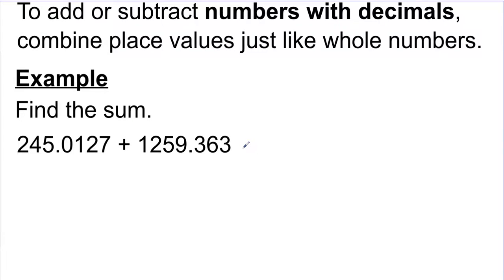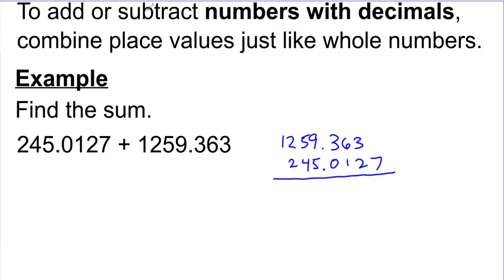So the easiest way to do this is to stack them and line up all of our place values. And remember, with addition, we can do them in either order. So it's easiest to take the 1,259 and 363 thousandths first. Then for the second problem, I'm going to line up the decimal points, because that's where the whole numbers end and the fractions begin. This one has 245 on the left, and 0, 1, 2, 7 on the right. So I'm going to do the same thing, and now I'm going to add these up.